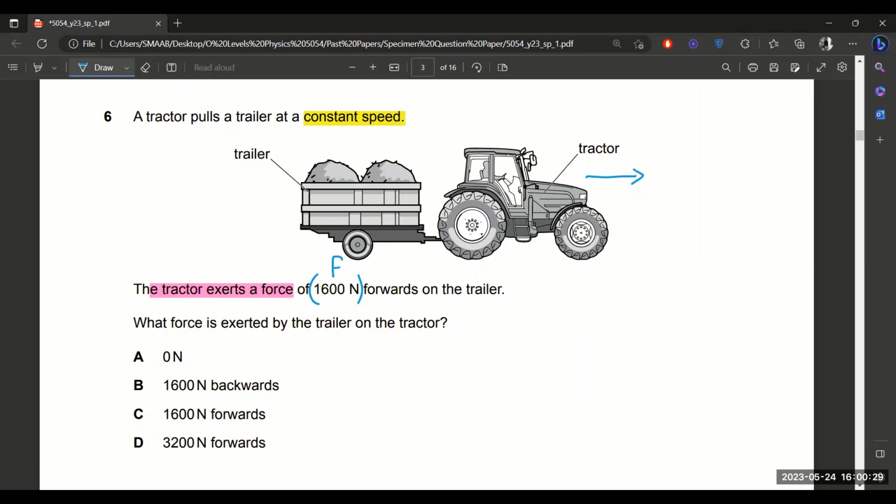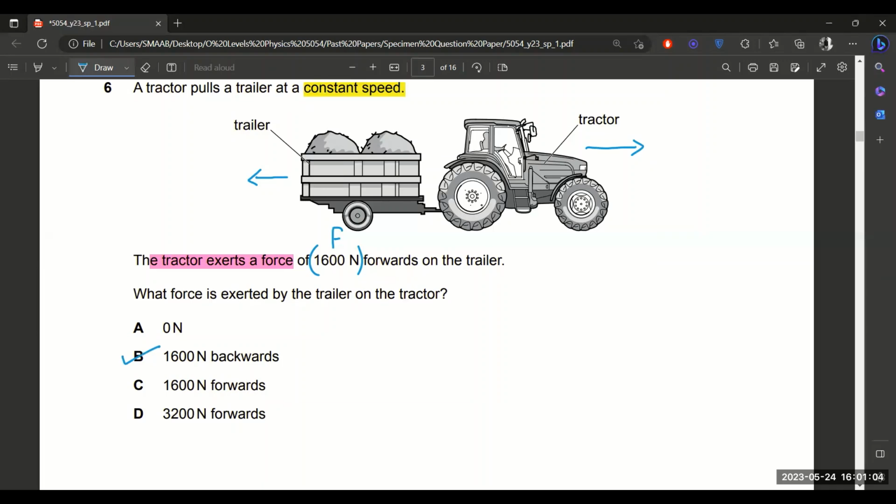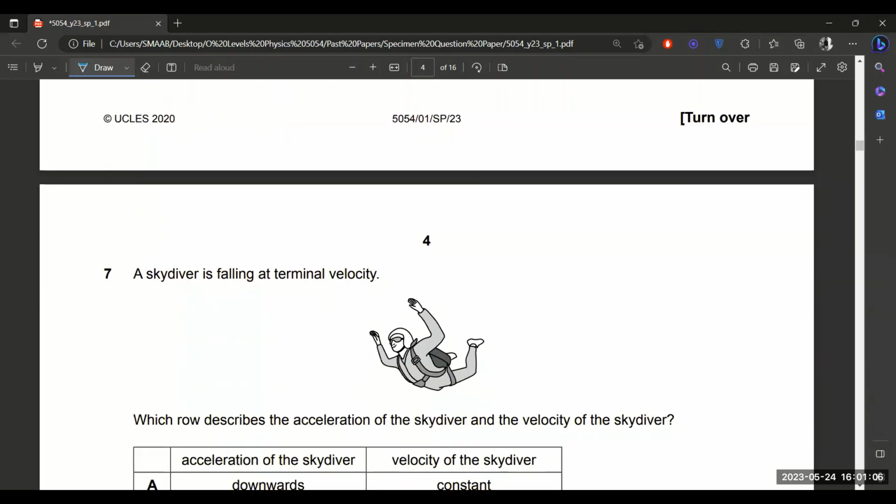According to Newton's third law, there will be a reaction force acting on the tractor, because the tractor applies the action force and we get the reaction force in the opposite direction. So the trailer exerts the same force in the opposite direction. Why are both forces equal? Because there is a concept of constant speed. When speed is constant for any vehicle, for any object, all other forces are equal and opposite to each other. So that's why 1600 Newton force acts in the backward direction. So that is the answer. I hope you get the concept.